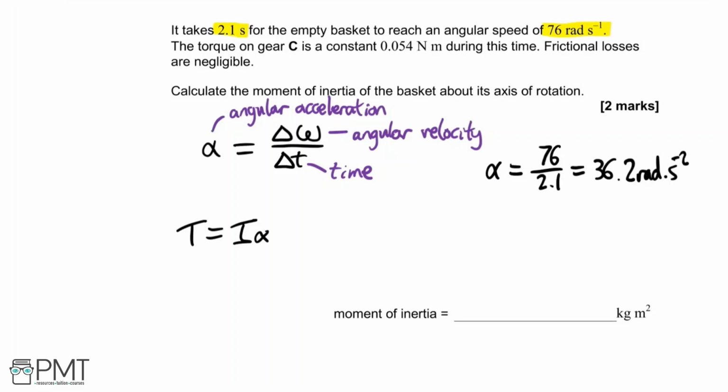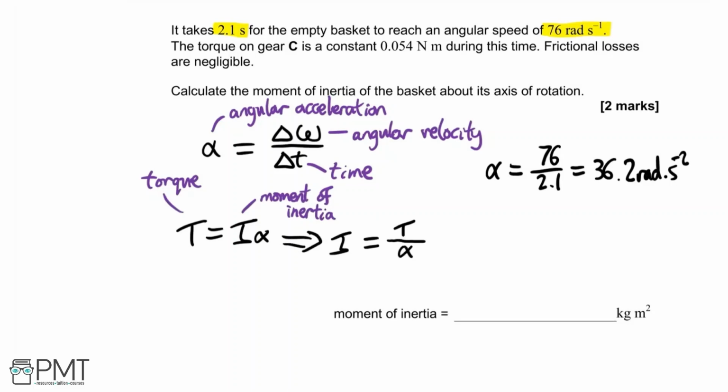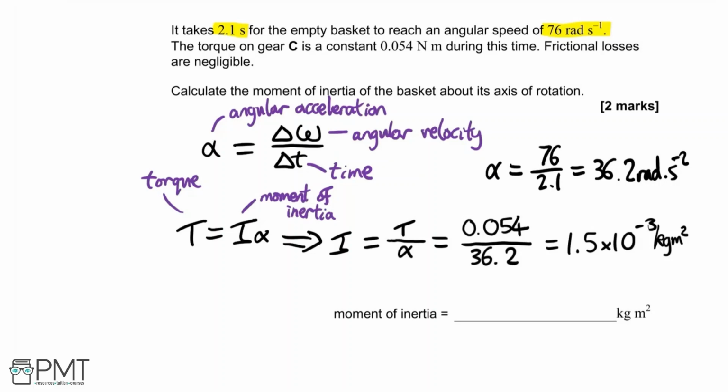Let's just add some labels there. Let's rearrange this equation to make I the subject and put in the values. And that gives us a value of 1.5 times 10 to the minus 3. And we can write that in the answer space.